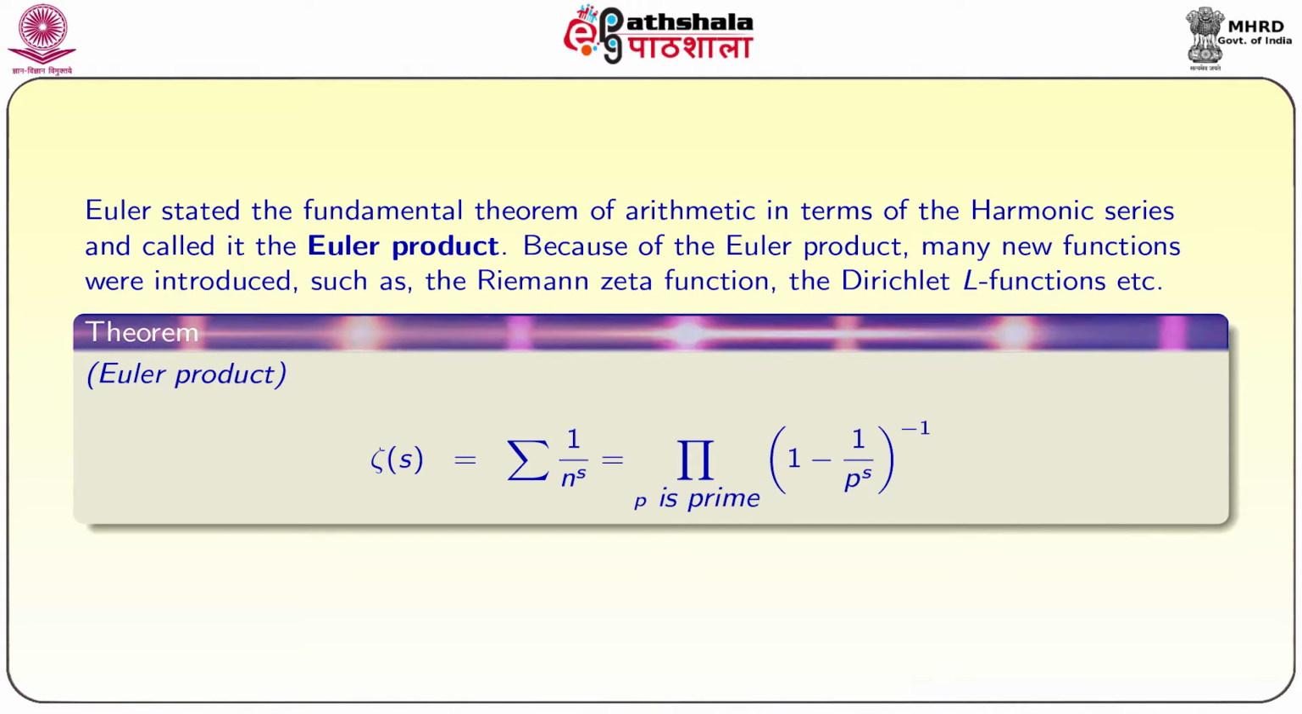So, the Euler product is defined like this. Here the symbol is zeta, zeta of s is equal to summation 1 by n power s, this is equal to product over p a prime of 1 minus 1 by p power s whole inverse. This is what we call the Euler product. If you look at here, one side we have a summation 1 by n power s which is equal to the product.